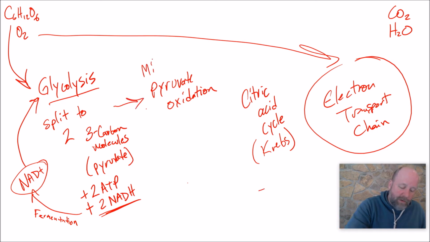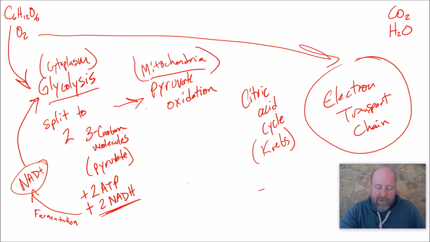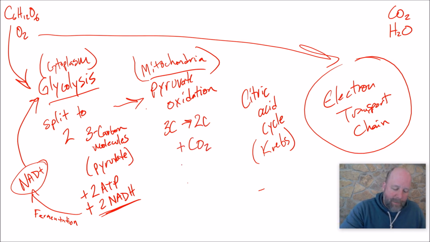Now we're in the mitochondria. This is just in the cytoplasm of the cell. And as we pass through, we do pyruvate oxidation. So we go from 3 carbons to 2 carbon molecules. So we produce a CO2. We get an NADH out of each one of these 3 carbons. So it should be technically 2 per glucose of each of those.